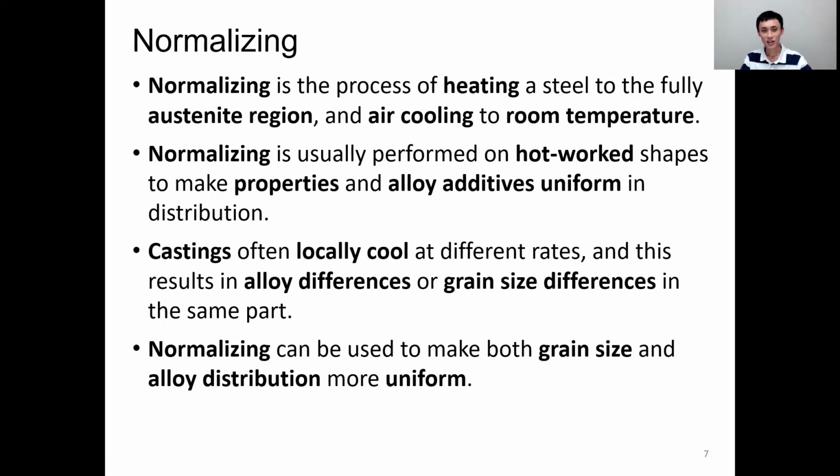Normalizing is usually used on hot worked material to make the properties and the alloy additives uniform in distribution, such as in casting. Usually, castings are locally cooled at different rates. As a result, the alloy differences or the grain size differences vary everywhere in the part. By doing normalizing, we can make both the alloy distribution and the grain size more uniform.